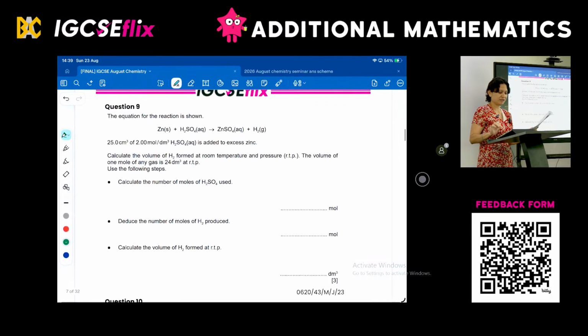Question 9. Okay? Question 9. Page 5, question 9. Okay, this one guarantee you can do. Guarantee you can do. One mole of gas is 24. You don't need periodic table for this.